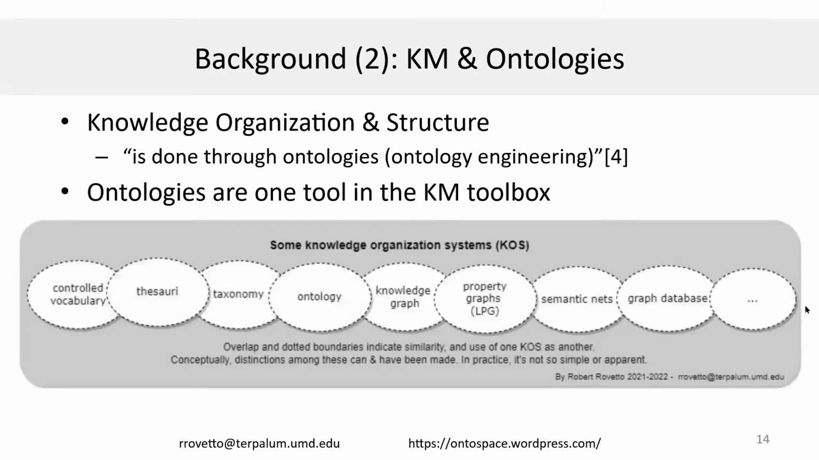So how does knowledge management relate to a particular type of knowledge organization system, which are ontologies? The knowledge organization and structure activity of knowledge management has been described as being done through ontologies. And ontologies are one tool or technique or system in the knowledge management toolbox. This diagram represents various types of so-called knowledge organization systems, and the overlap and dotted lines indicate that it is a bit fuzzy. The boundaries and descriptions of these are a bit fuzzy, and some of these systems have actually been used as other systems in this diagram. So conceptually, distinctions can be made, but in practice, it's not so simple or apparent.